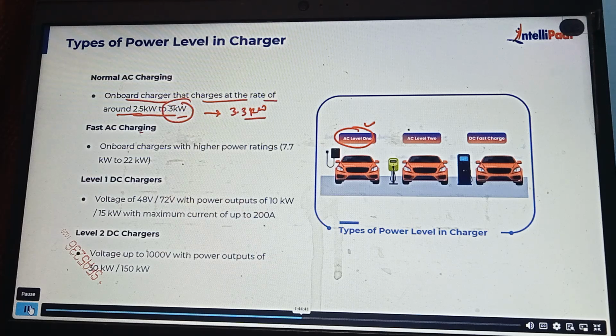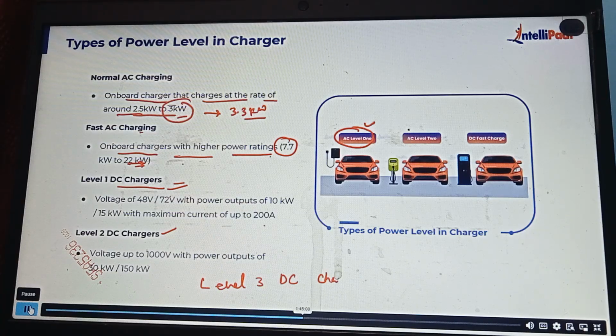Fast AC charger, that is onboard, and some of these fast AC chargers are also coming with high power rating, starting from 7.7 kilowatt to 22 kilowatt. Level 1 DC charger, so they are categorized in different categories, level 1, level 2, and nowadays chargers are coming with the level 3 DC charger as well. Level 3 DC charger is beyond 150 kilowatt, like 250 kilowatt or 300 kilowatt, that is the power level for level 3 DC charger.